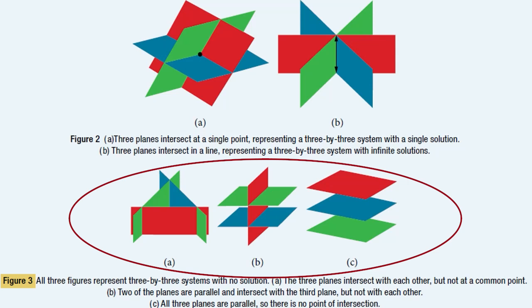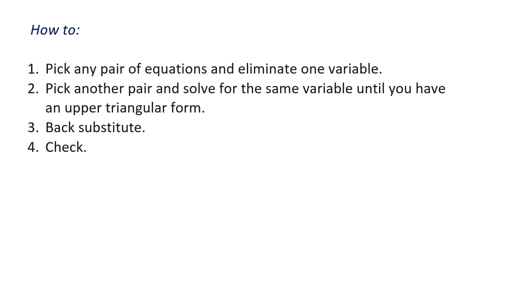And there's no solution. Well, what if we don't have a system conveniently arranged in upper triangular form? How do we go about solving that? Well, this is the process called Gaussian elimination. We pick any pair of equations and eliminate one variable, then pick another pair and eliminate the same variable, until we have upper triangular form, then back substitute, then check.